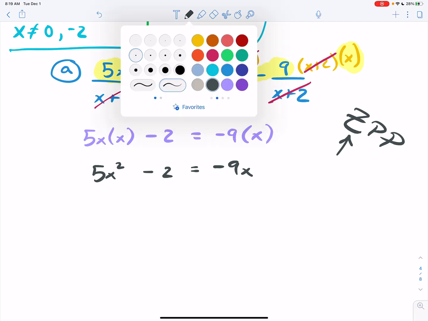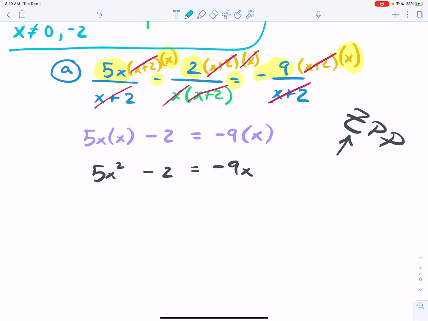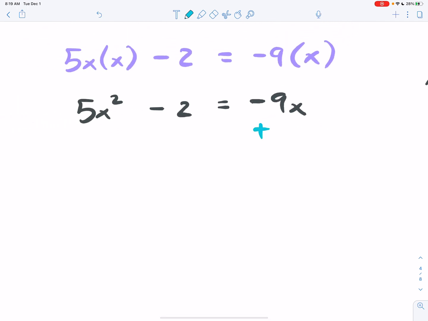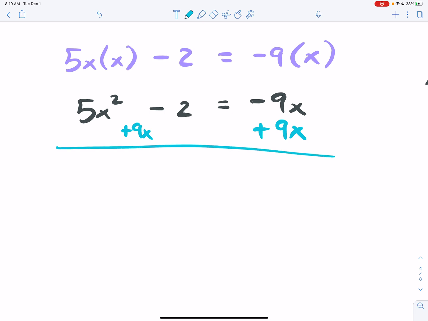So the easiest way to get a 0 is if we move this -9x here to the other side. And by doing that, we do the opposite operation. Plus 9x can only add with actually nothing over here. So I'm going to stick it right in the middle because it can't combine with a 5x squared and it can't combine with the -2 because they're not the same terms.